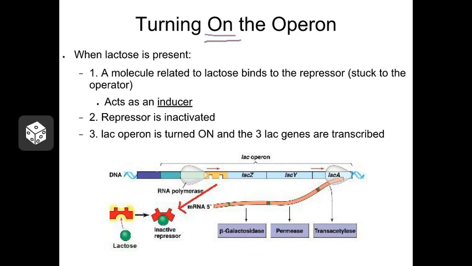Well, lactose in this case acts as an inducer. Lactose will bind to the repressor, and when it binds to the repressor, it actually inactivates the repressor. So the binding of lactose to the repressor has the opposite effect of tryptophan binding to its repressor. In this case, it turns the repressor off. When the repressor is turned off, it's going to release that operator, and now that it's not in the way, RNA polymerase can grab onto the promoter and transcribe those genes and make the 3 enzymes necessary for breaking down lactose.